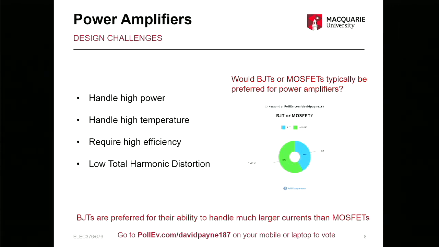So the answer there is BJTs, actually. So they can handle larger currents. That's a bit of a complicated topic because a lot of modern MOSFETs can handle very high currents, but BJTs can handle them with better linearity. Okay, so at high currents, you can still set up a BJT circuit to remain quite linear, and that's much more difficult with a MOSFET circuit. We won't go into that too much. We're just going to focus on BJTs. So nearly all the times when you see a power amplifier or you design one, it's going to be a BJT circuit.